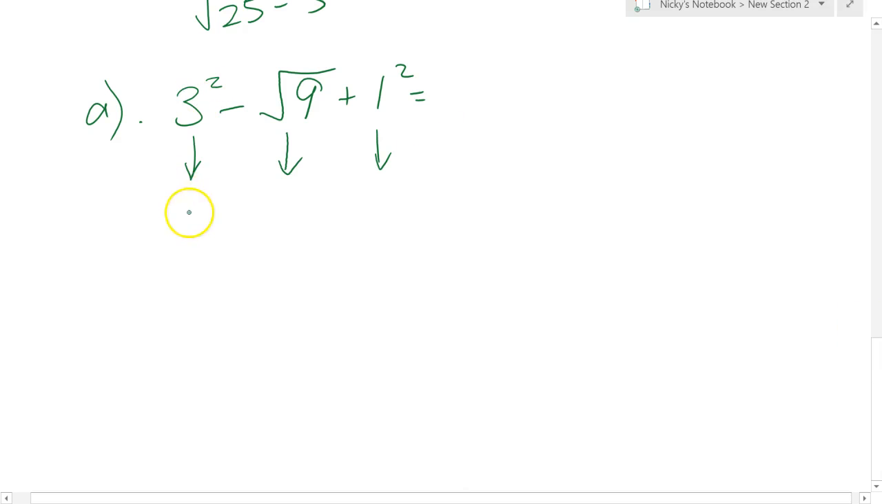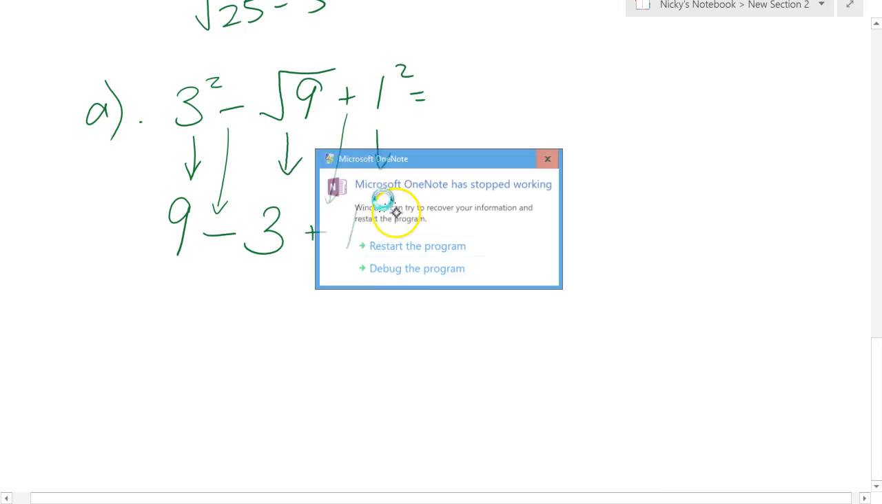So 3 squared is 9. 3 times 3 is 9. The subtraction stays the same. The square root of 9 is 3. The plus sign stays the same. And 1 squared is actually the same as 1, because that's 1 times 1.